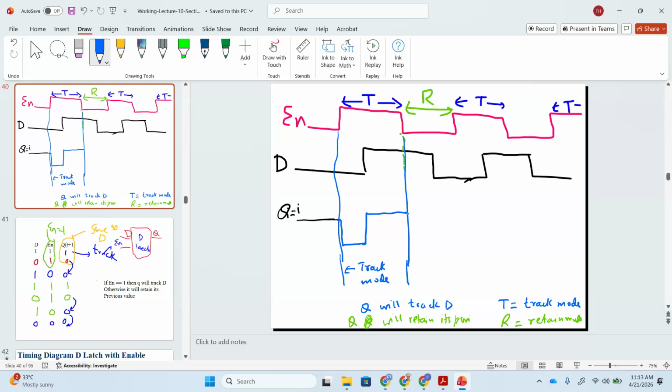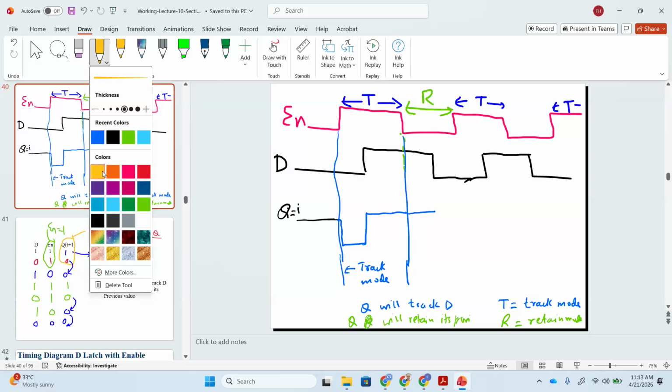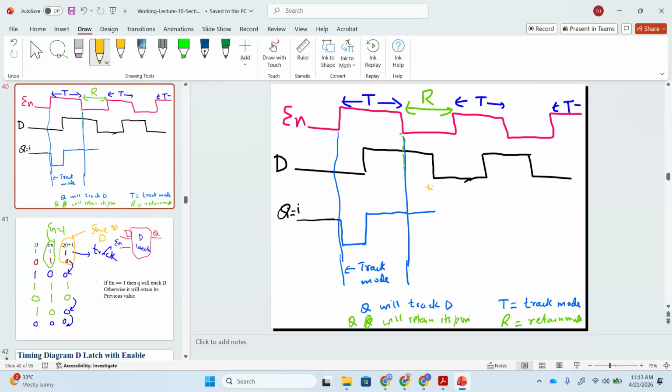Now in the retain mode, at this point of time, let's assume I call this time T2. At time T2, D is making a transition from logical 1 to logical 0. But this will not appear on Q because now it is in the retain mode.